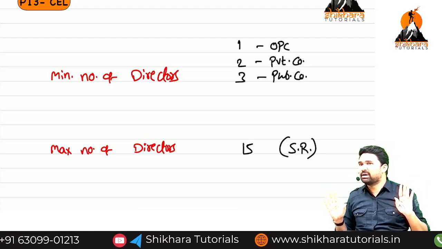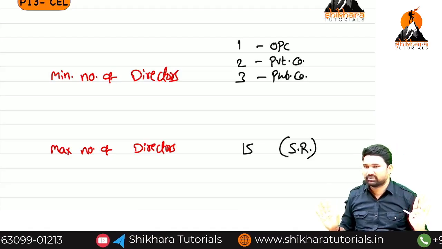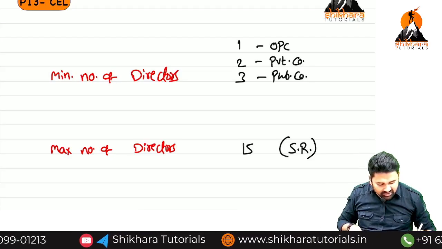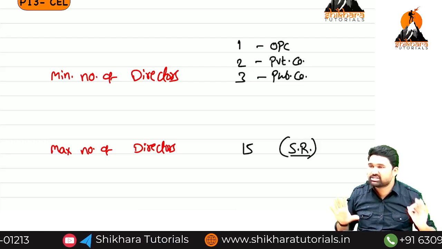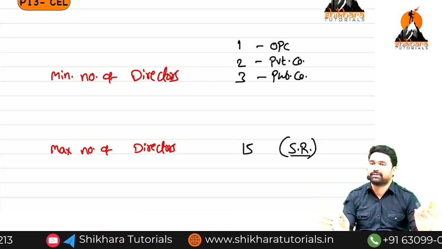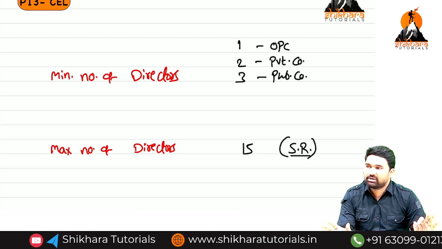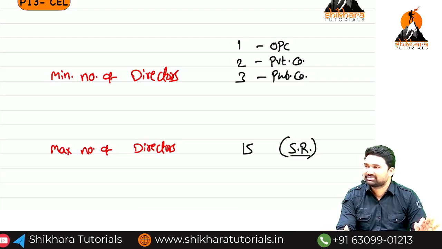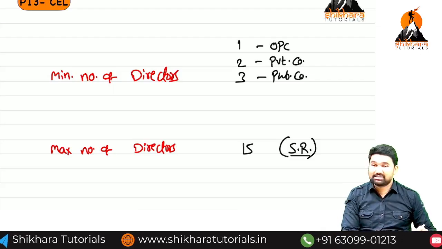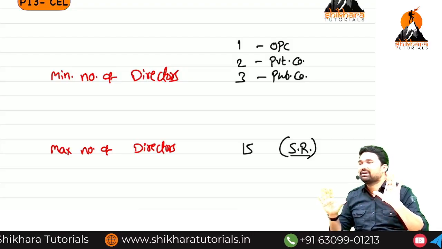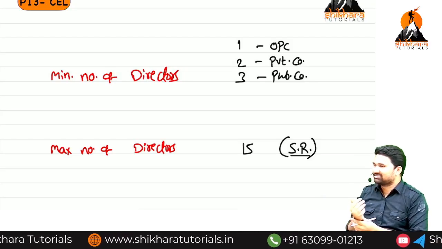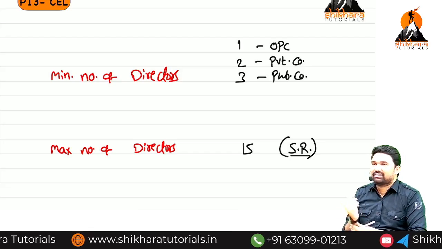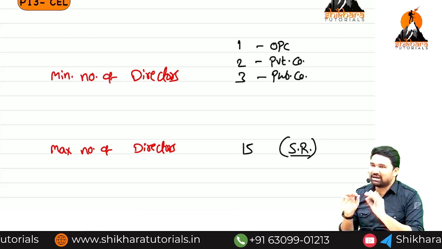Usually, a director will be appointed by ordinary resolution. But here, after 15, a special resolution is required. That is the only criterion. Now tell me, what is an ordinary resolution? What is a special resolution? Tell me, what is a special resolution? 75%. That is a blunder.